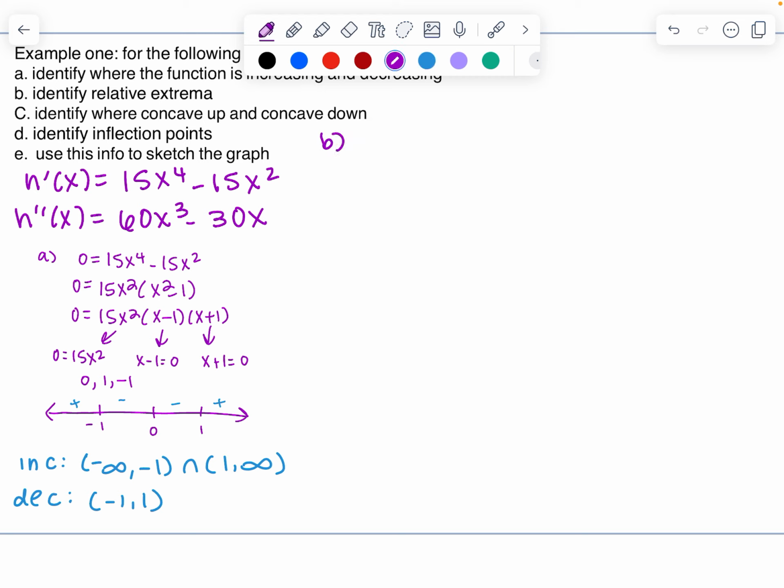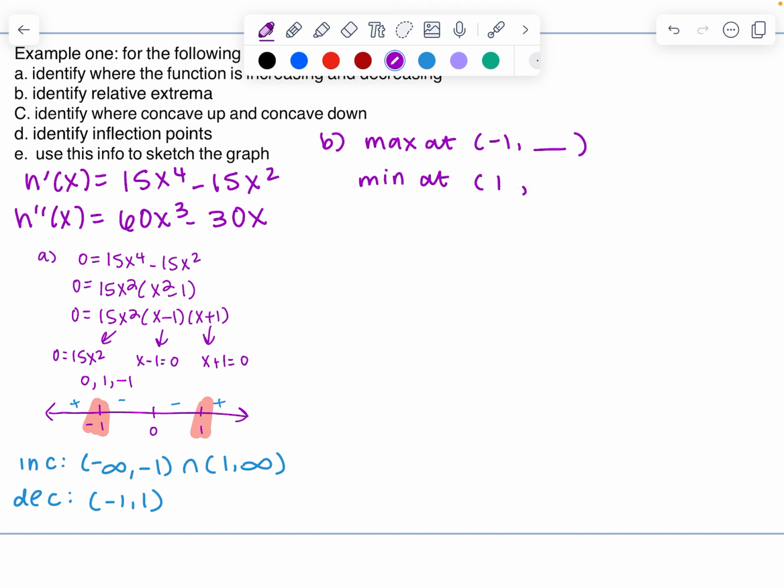B has to do with finding the extrema. And because of the line test, I've basically done all of my work here. I see here that at -1, we're crossing from positive to negative, and then at 1, we're crossing from negative to positive. And then 0, while it's a critical point, it's not going to be an extrema because there's no swap between positive or negative there. And so I see that I'm going to have a max at -1, and then we'll get to the y value in a second. And I'll have a min at 1.